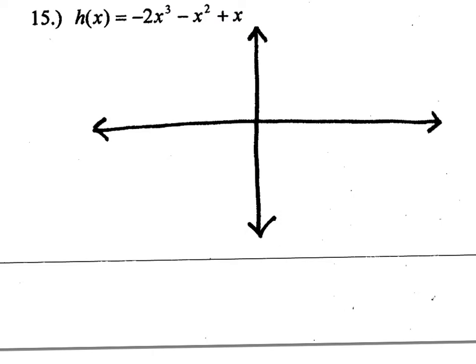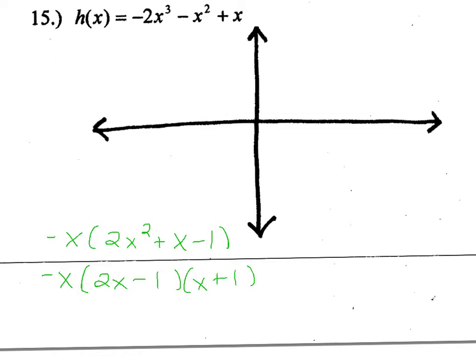For number 15, I'm going to factor out a negative x, and that will leave me with 2x squared plus x minus 1. And factoring that more, I have 2x and an x, and in order to get a positive 1 in the middle, I'm going to need a plus 1 here and a minus 1 here. So I know that I'll have zeros at x equals 0, x equals 1/2, and x equals negative 1. So I'm going to put those on my graph.